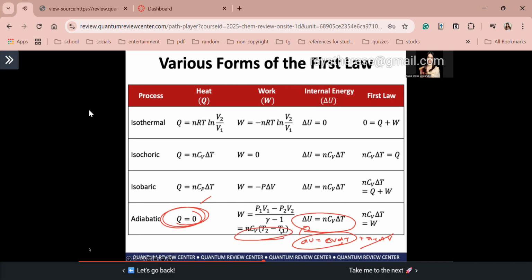Okay? Or if you want to express this in terms of pressure and volume, please memorize this equation. So work is equal to P1 V1 minus P2 V2 divided by gamma minus 1. So later we will introduce gamma. So gamma is just CP over CV. Okay? I will not show the derivation of work equal to P1 V1 minus P2 V2 over gamma minus 1, guys, because it's quite complex. Okay? There is no need to see the derivation.